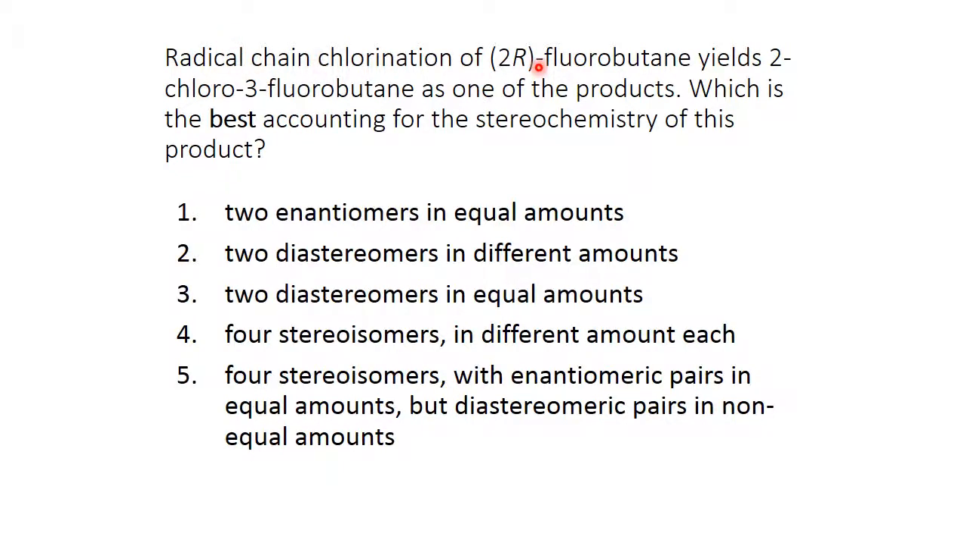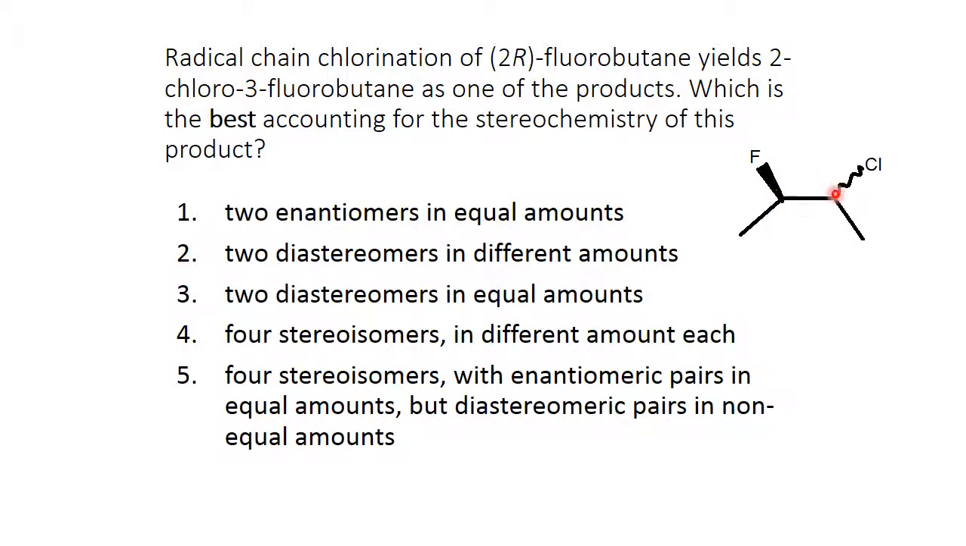Okay, in the free radical chlorination of 2R-fluorobutane, you get 2-chloro-3-fluorobutane as a product. Which one of these is correct about the stereochemistry? Okay, to do this problem, you first have to think about what is the reagent and what is the product. When 2-fluorobutane is chlorinated, you get 2-chloro-3-fluorobutane. So you've got a chlorine here. What is going to be the stereochemistry?